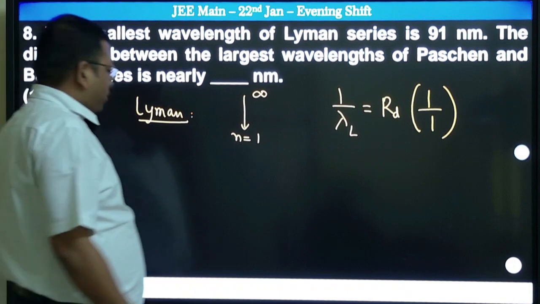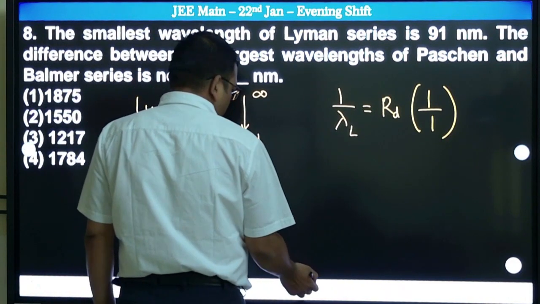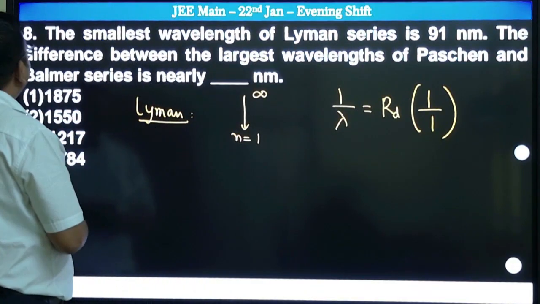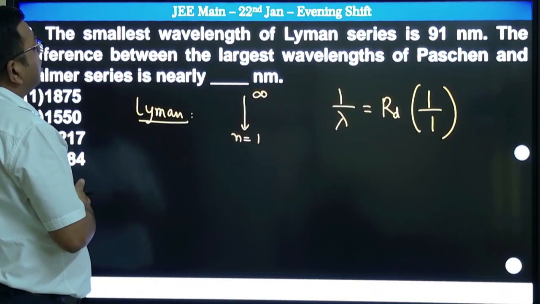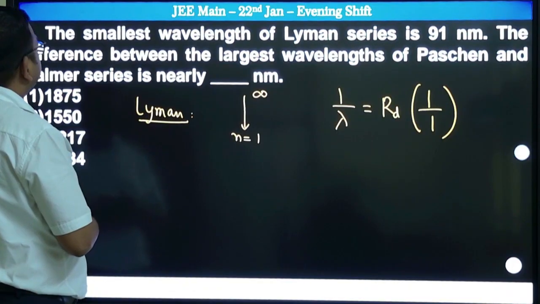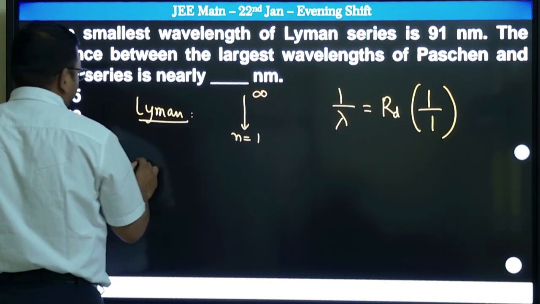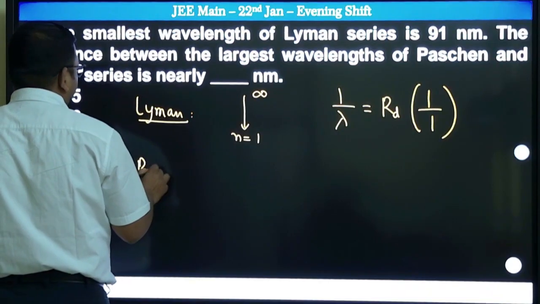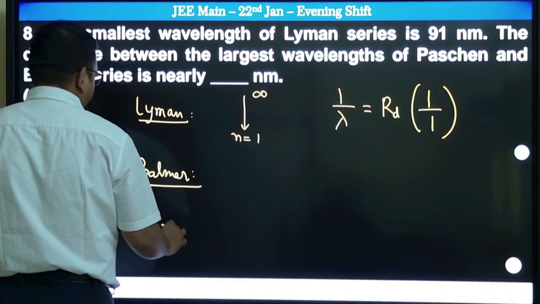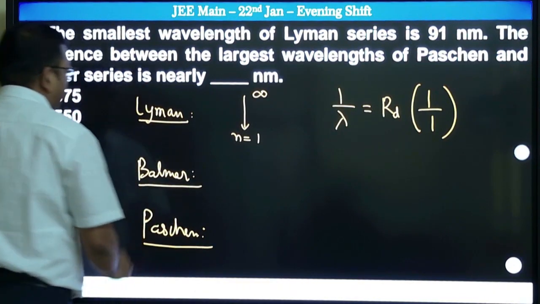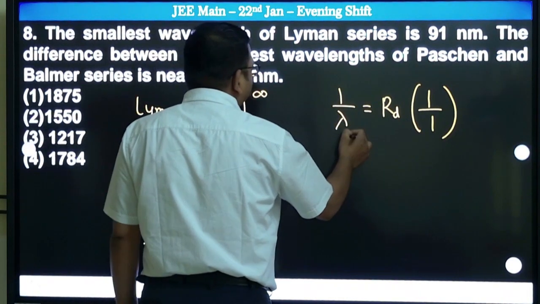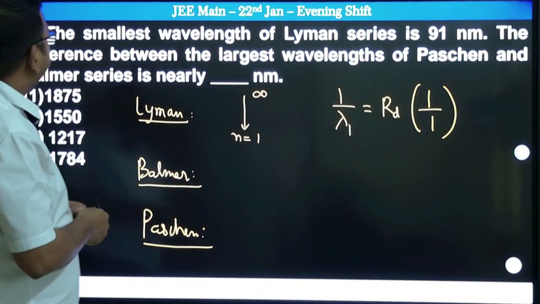If you want, you can substitute this value because they have given that as 91. The question is the difference between the largest and smallest wavelength of the Paschen and Balmer series. If you take Lyman, Balmer, Paschen, take Balmer first and then Paschen. So let us write this value as lambda 1, which is given as 91.